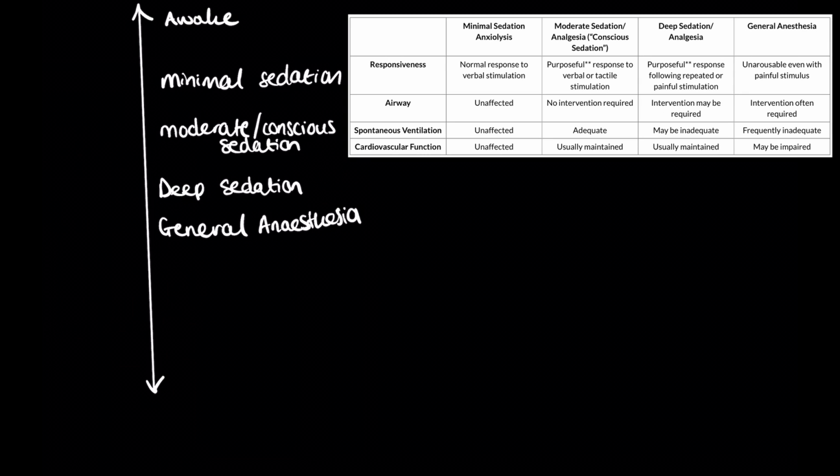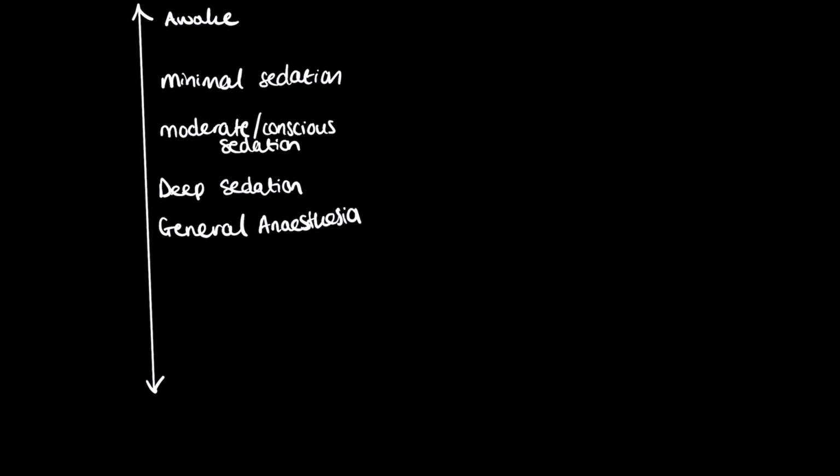I'll add a caveat in that if a patient has a comorbidity that affects any of the 4 parameters, then this will need to be taken into account when trying to assess the level of sedation. The table stops at general anaesthesia.